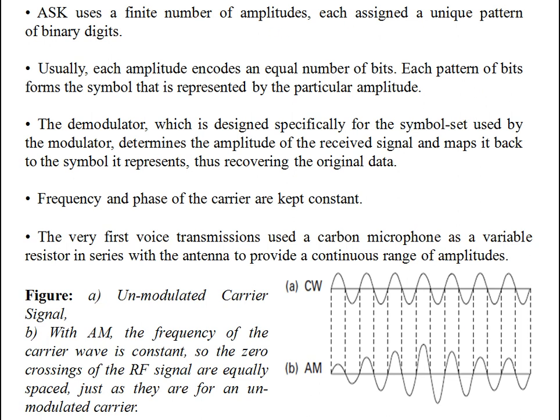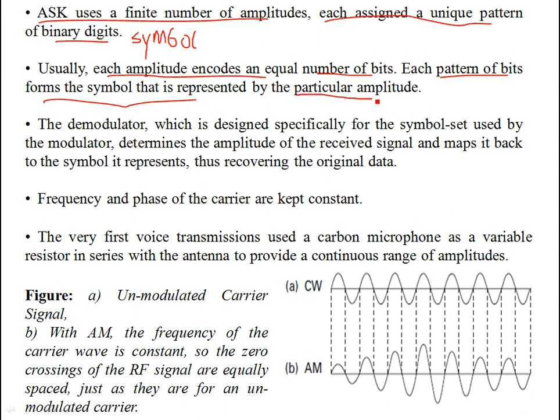So generally, ASK, like any other digital modulation scheme, uses a finite number of amplitudes, and each is assigned a unique pattern of binary digits, that is the symbol. The data rate depends on the symbol rate, or the bandwidth, you might want to call it. Usually each amplitude encodes an equal number of bits, and each pattern of bits forms the symbol that is represented by a particular amplitude.